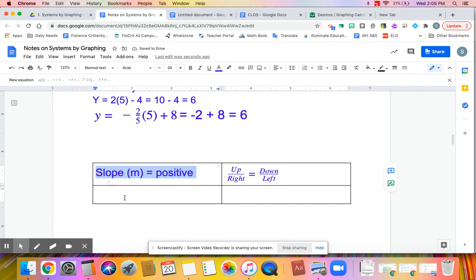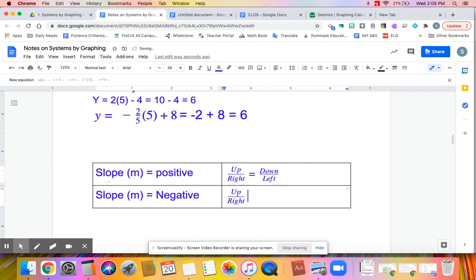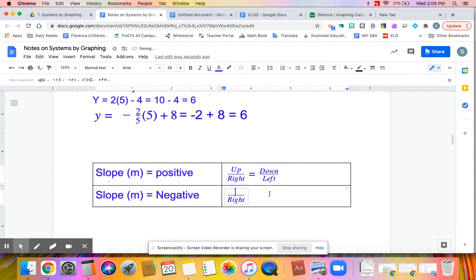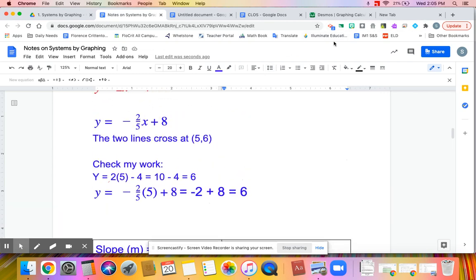However, if our slope is negative, with this whole up and right thing, you have to change one of them. So we can change up to down if we want. But then to keep it negative, I can't change the right. It has to stay down with right. Or if I want to leave the up, I could go left. Like I can change the right to left to make it negative. So an example of that is this one, negative 2/5 x plus 8.